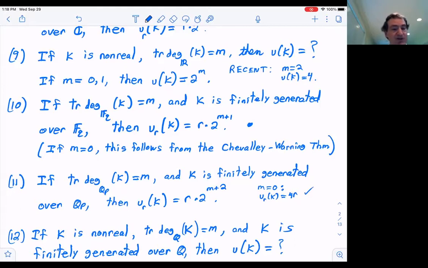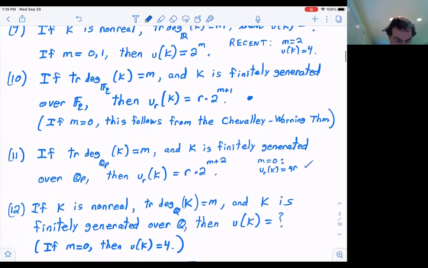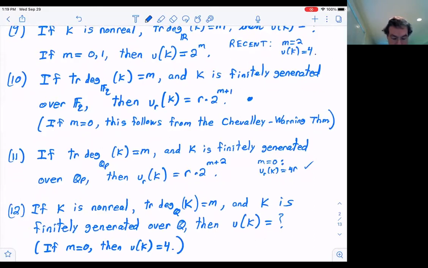So anyway, for function fields over p-adic fields, it's much more difficult, but we know the value of this u_r invariant. All right, so the next step: I just did function fields over a finite field, over a p-adic field. And next, what about a number field? So that's example 12. If K is a non-real field and has transcendence degree m over Q, so this would be a function field over a number field, and suppose K is finitely generated over Q, then the u invariant equals question mark.